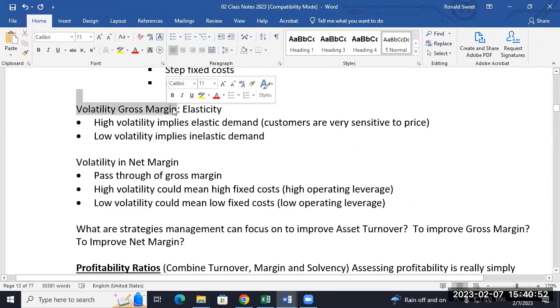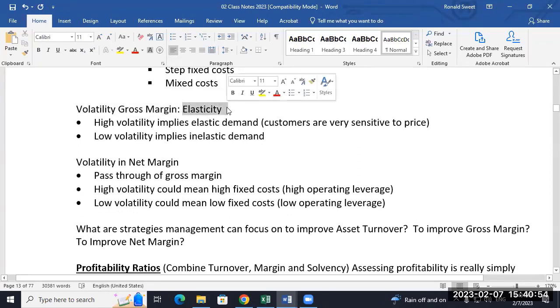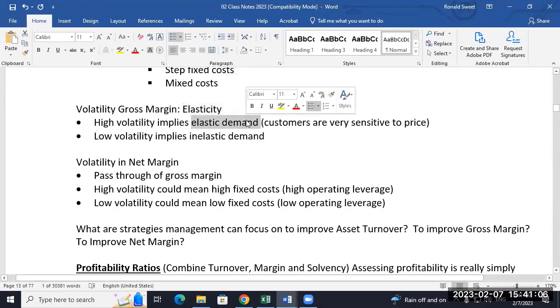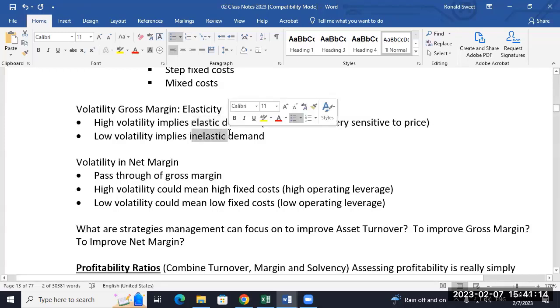So a volatile gross margin has to do with elasticity. You'll study elasticity in your economics class. Elasticity means how sensitive your customers are to price changes. So if a product has elastic demand, you increase your prices 2% and the volumes fall 5%. Your customers are very sensitive. Inelastic, you increase your prices 5% and your volumes only fall 1%. That might be tobacco.